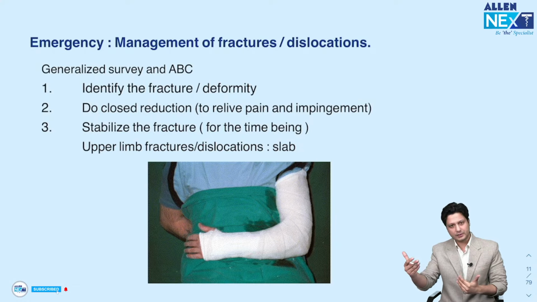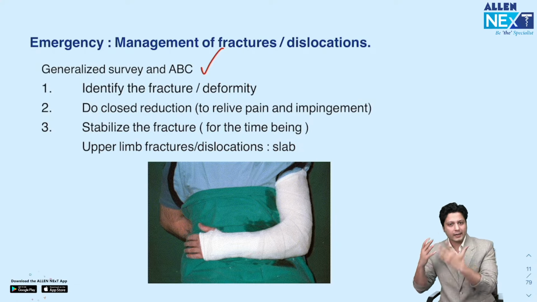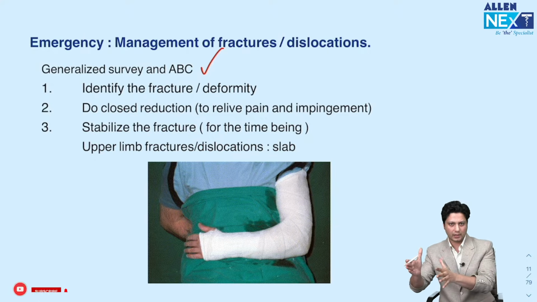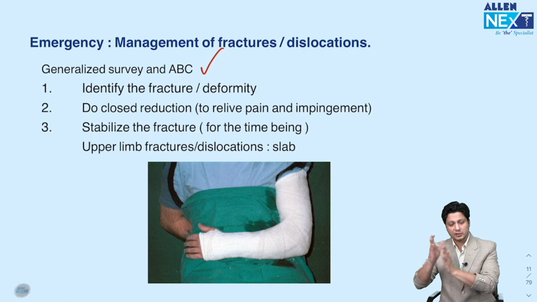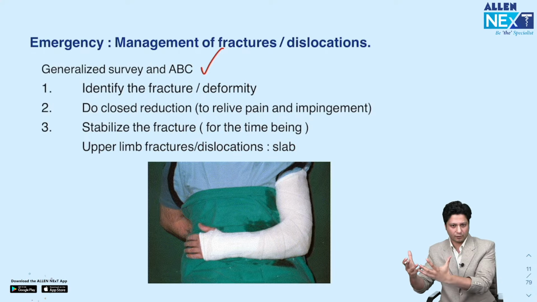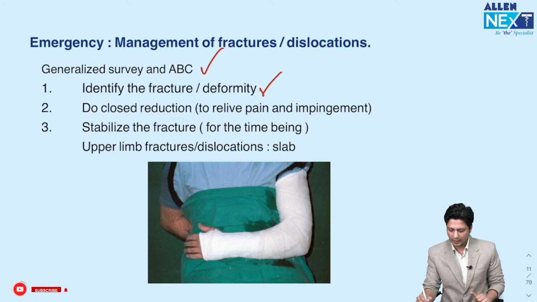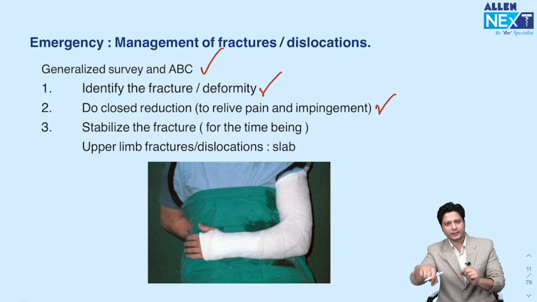So what you see in the emergency, all right? After doing the generalized survey and after assessment of the airway, breathing and circulation, then you have to identify the deformity. A patient has a fracture, all right, there is an obvious deformity. Now because of this deformity, because of this displacement, the condition is extremely painful. So what you do, first of all, identify the deformity. Then you try to do the closed reduction. All right, you are not going to open the fracture at that point in the emergency itself.